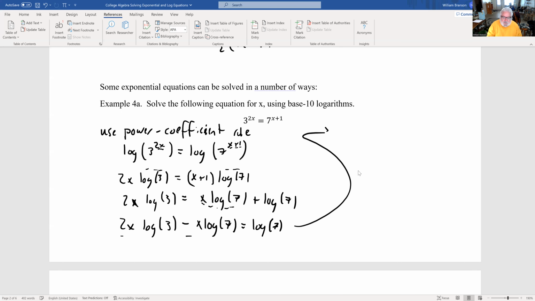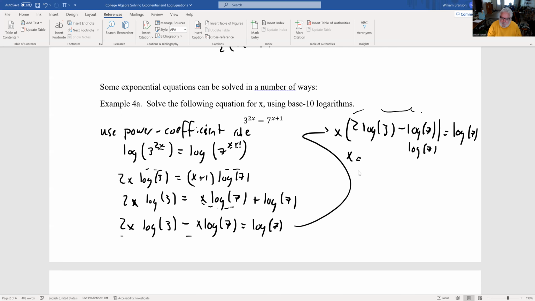And then I'm going to factor an x out of the left side. And then finally, we can divide both sides by this entire thing. So that gives me log of 7, that was on the right side, divided by this coefficient, 2 log of 3 minus log of 7. This is all in base 10 logarithms. Every calculator has a base 10 logarithm, so you can go ahead and calculate that and see what number you get. And that'll be your solution.